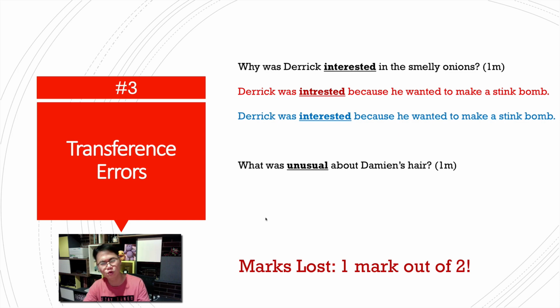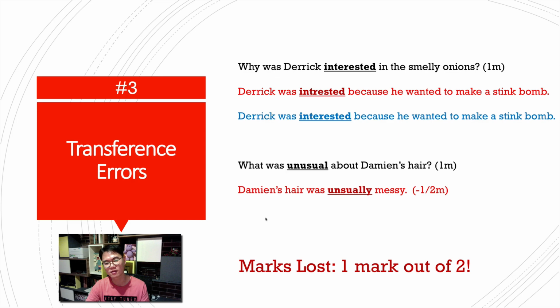So what was unusual about Damien's hair? In the passage, we would have read about that, and we are going to transfer the answer, but the word unusual is often misspelled as unsual. Okay, unsure. Rather silly sounding word. Damien's hair was unsurely messy.